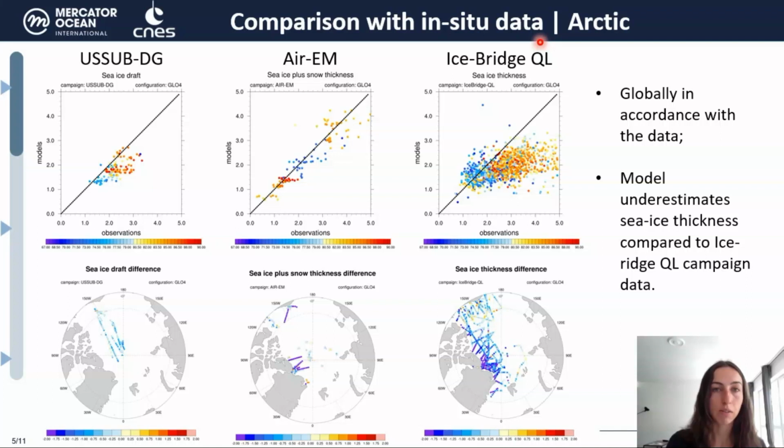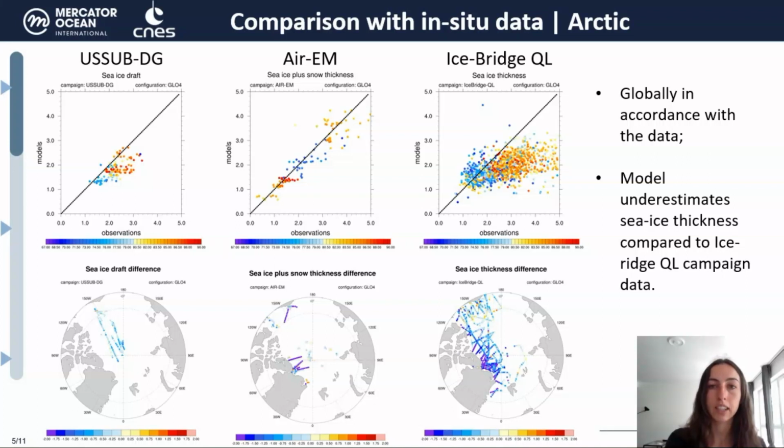The model is in quite good agreement with these two datasets. Some points are a little underestimated, but the shape of the clouds generally follows the x equals y line. On the third column now, I present a comparison with measurements of the sea ice thickness from the IceBridge QL campaign. The Operation IceBridge takes airborne measurements with radar altimetric techniques. Here, the points clearly show that the model underestimates the thicker ice on this side. The maps point out that this thick ice is located in the north of Canada and Greenland.